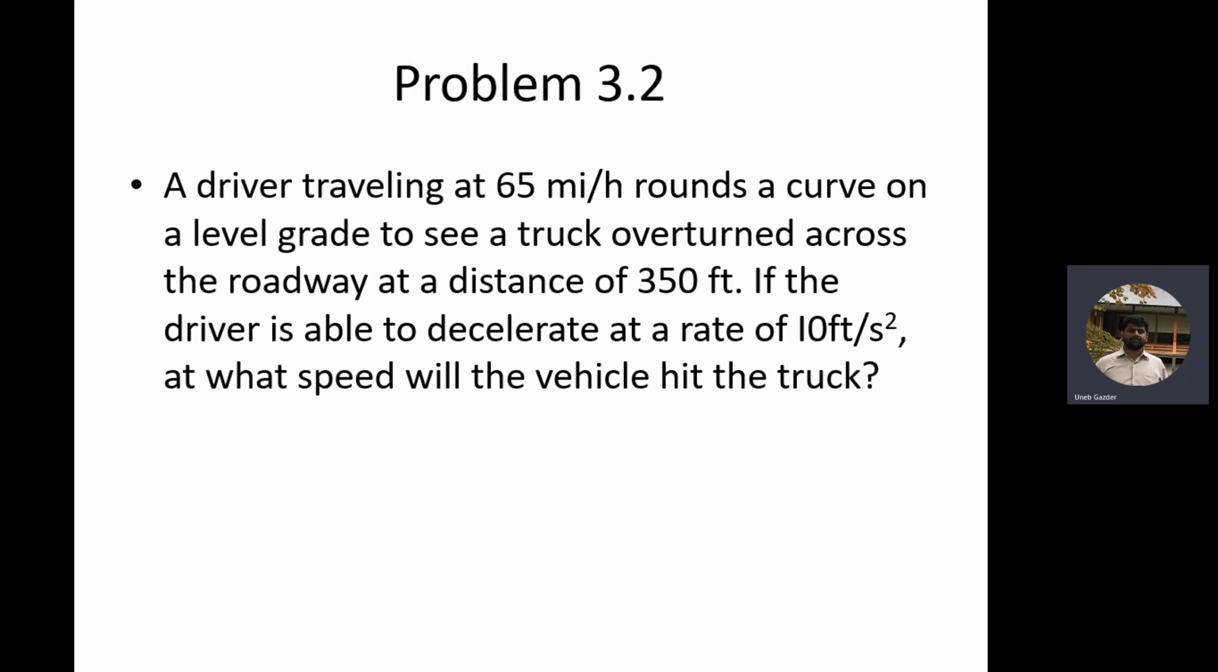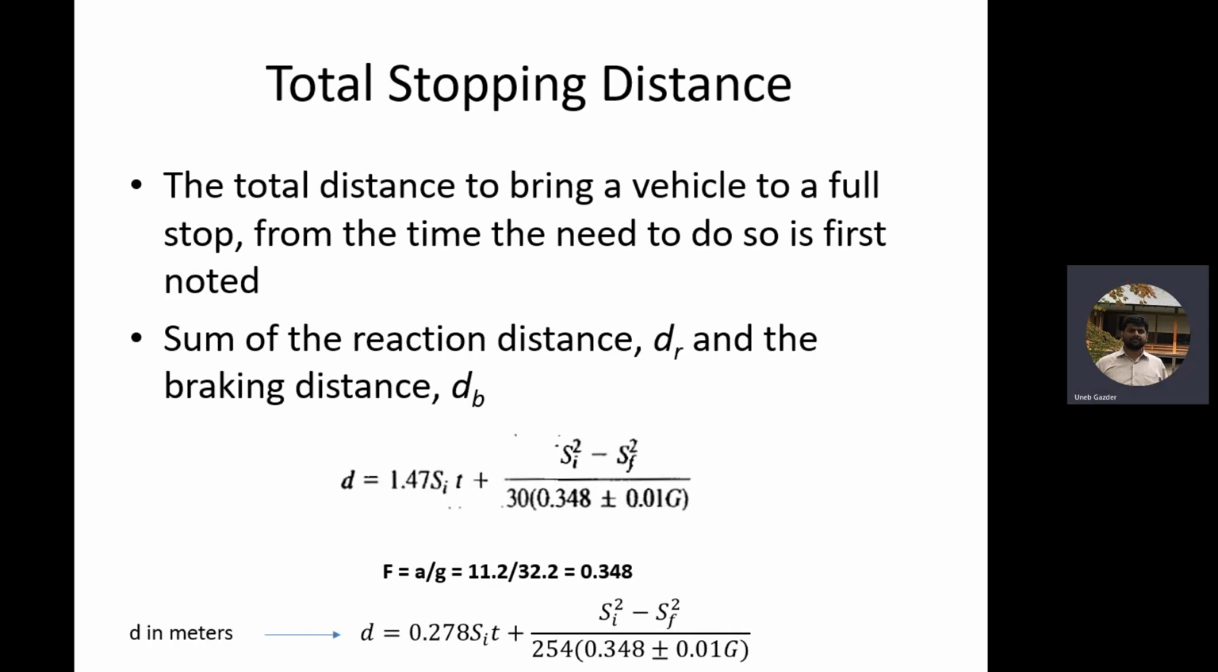So you have this equation. Okay. So what are we trying to calculate? Final speed, S_f. Okay, initial speed 65, and distance 350 feet. So initial speed is 65.